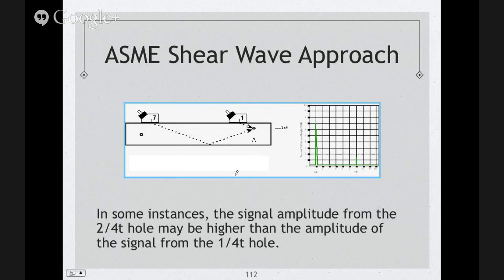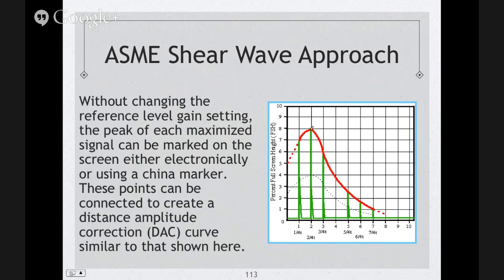In some instances, the signal amplitude from the second hole may be higher than the amplitude of the signal from the first. Well, we can't really see it here, but here we go. The second hole sometimes can be higher than the first hole. That's because maybe the first hole is too close to the surface and you don't have as much resolution in that transducer. Maybe the pulse is too long.